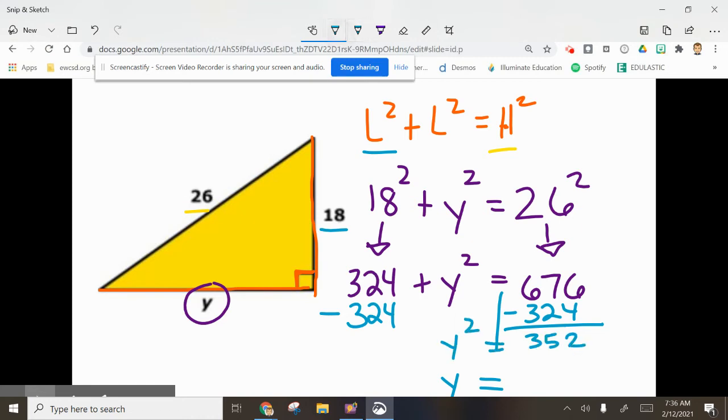And I know my work's starting to get a little jumbled up down here. But remember, what's our last step? We got to kill the exponent. Get rid of it, kill it, annihilate it.